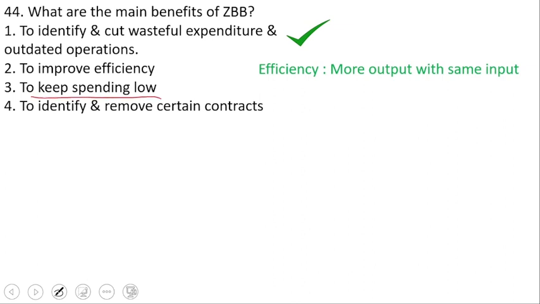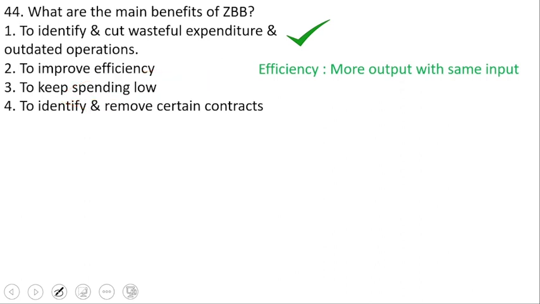Option 3, to keep spending low. This is also not right because ZBB does not say that you have to spend low. If any cost is justified, even if it is a high amount, ZBB might allow it to be included in the budget if the benefit exceeds the cost. So, it is not a question of spending low.